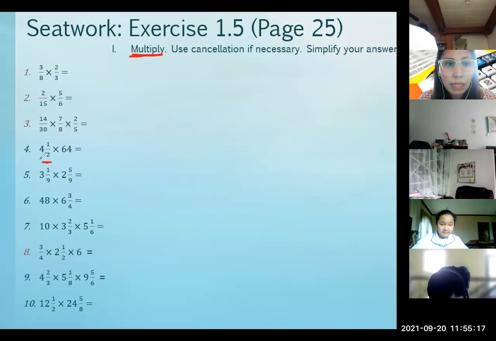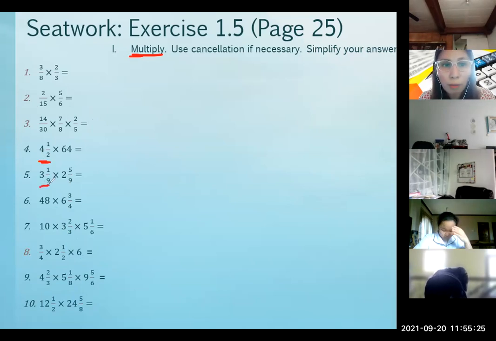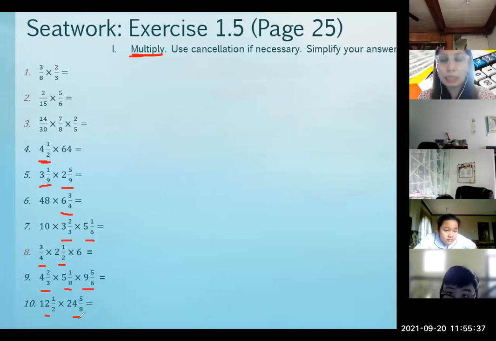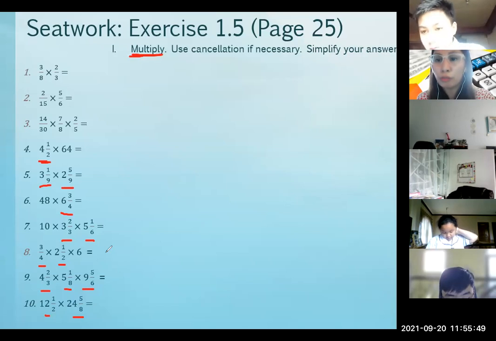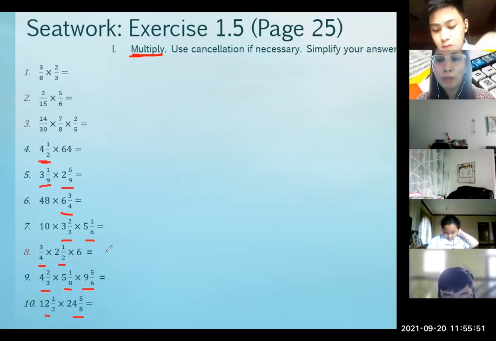Lahat ng nakikita nyo na mixed number, you should convert it first sa improper fraction. Mga mixed number, improper fraction muna yan, ha. Yan, para madali. So that it will be easier for you to multiply. Again, lahat ng mixed number, please convert it to improper fraction first.